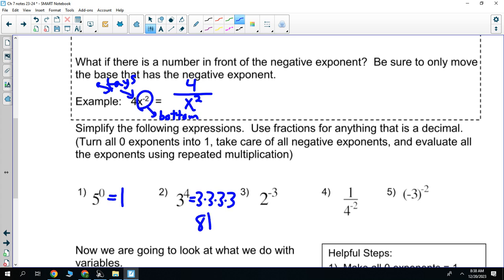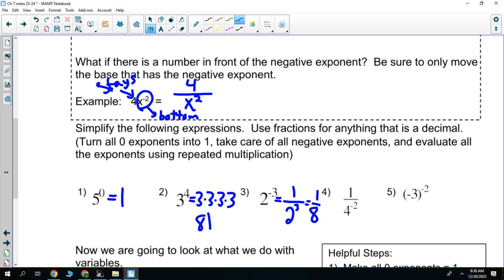2 to the negative 3, that's a negative exponent. So it's negative right now in the top because there's no fraction. It's considered in the top. So this becomes 1 over 2 to the third. Okay, so when you flip it to the bottom, it becomes a positive exponent. 2 to the third is 8. So this would be 1 over 8.